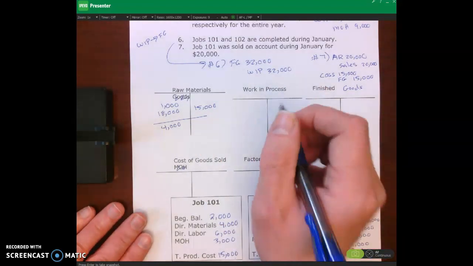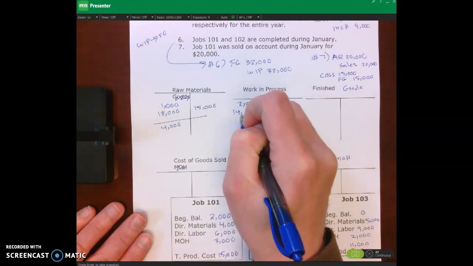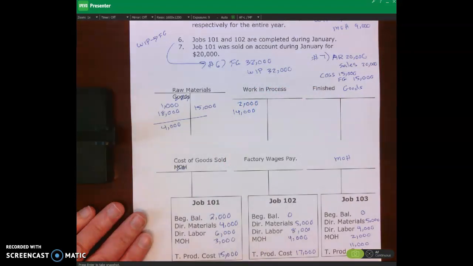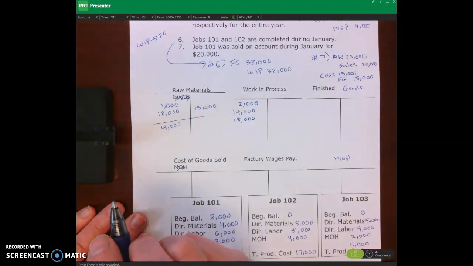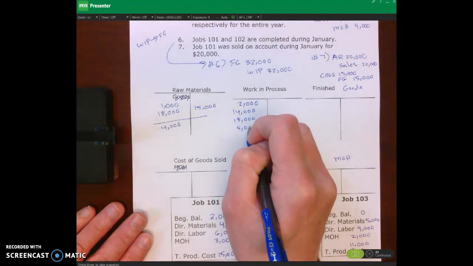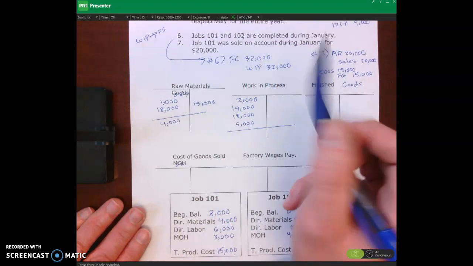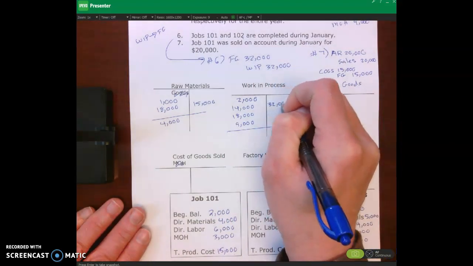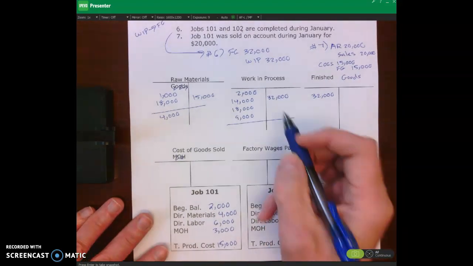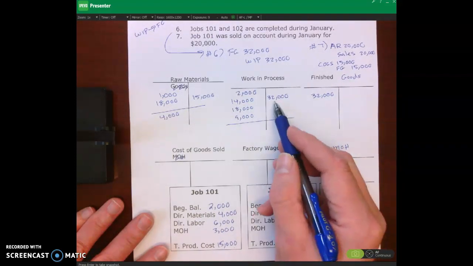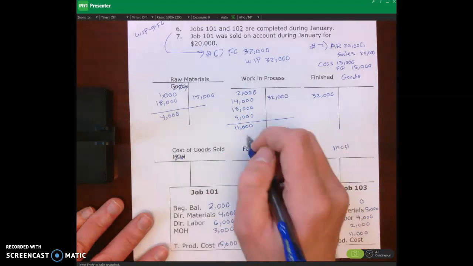So let's look at this. So we had beginning WIP of $2,000, $14,000 worth additional costs right over there in terms of our direct materials, $18,000 of direct labor. We had $9,000 worth of overhead applied. Jobs 101 and 102 are completed. That means they return over here. Okay. So now what I can do is I can add up all these and subtract 32, and then that gives me $11,000, which is the balance in work in process.